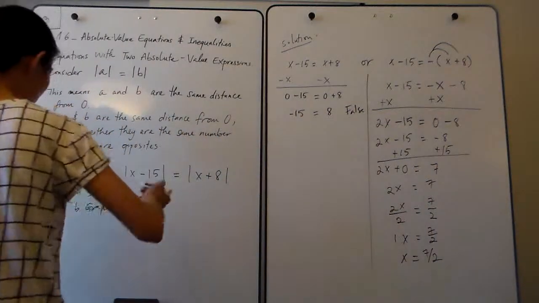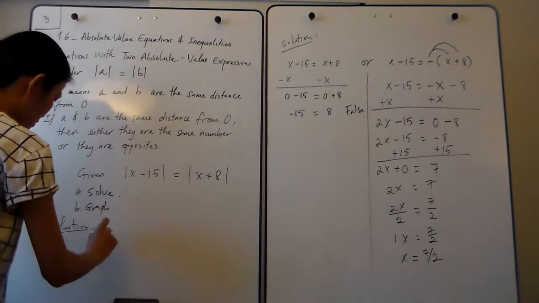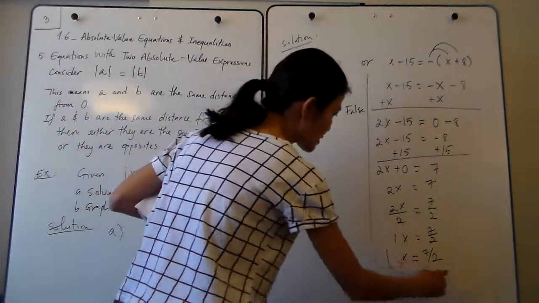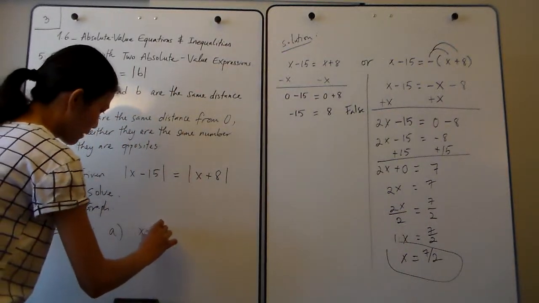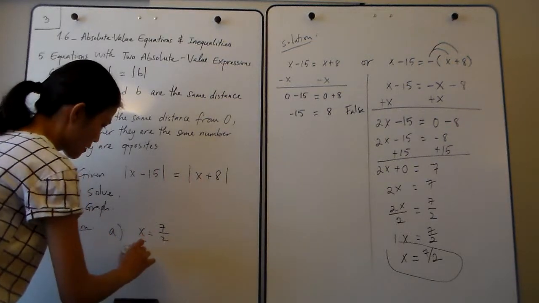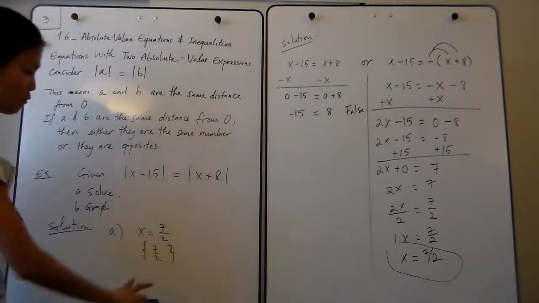So, let me copy the answer here. So part A, the answer is x equal to the result over 2. Okay? In the book, they'll write the answer as a set, the value in braces.